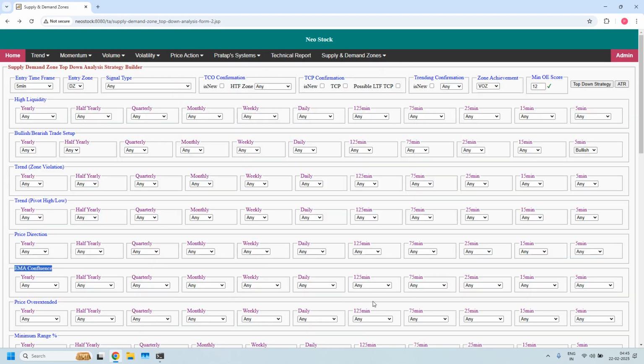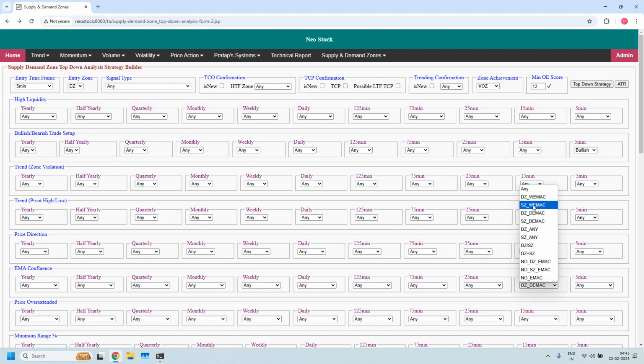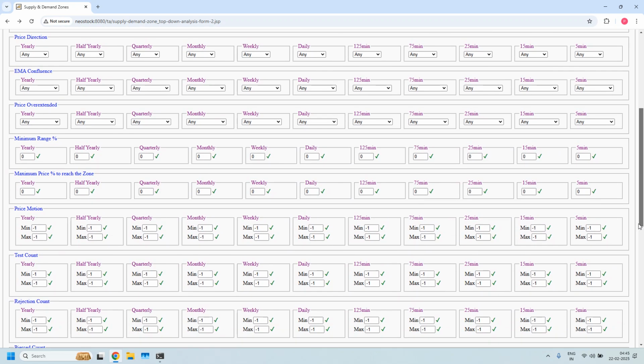In the EMA confluence at 15 minutes time frame, a 15 minutes demand zone having daily EMA confluence. Anyway, trend is uptrend. None of the stocks are having EMA confluence. Next, we will look into LTF, ITF, HTF demand zone confluence. Removing the EMA filter.